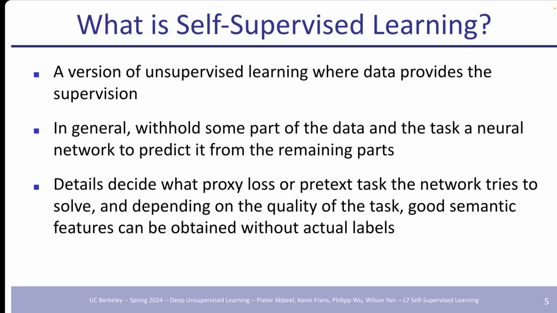Self-supervised learning is a version of unsupervised learning where the data provides the supervision. In general, we withhold some part of the data, and the task a neural network is tasked with is to predict the data we withheld. So some data, pull some out, neural net, fill it back in. That's the big picture for all of today, pretty much. But choosing the right kind of task, the right kind of data or angle of data to slice out is really what makes all the difference.